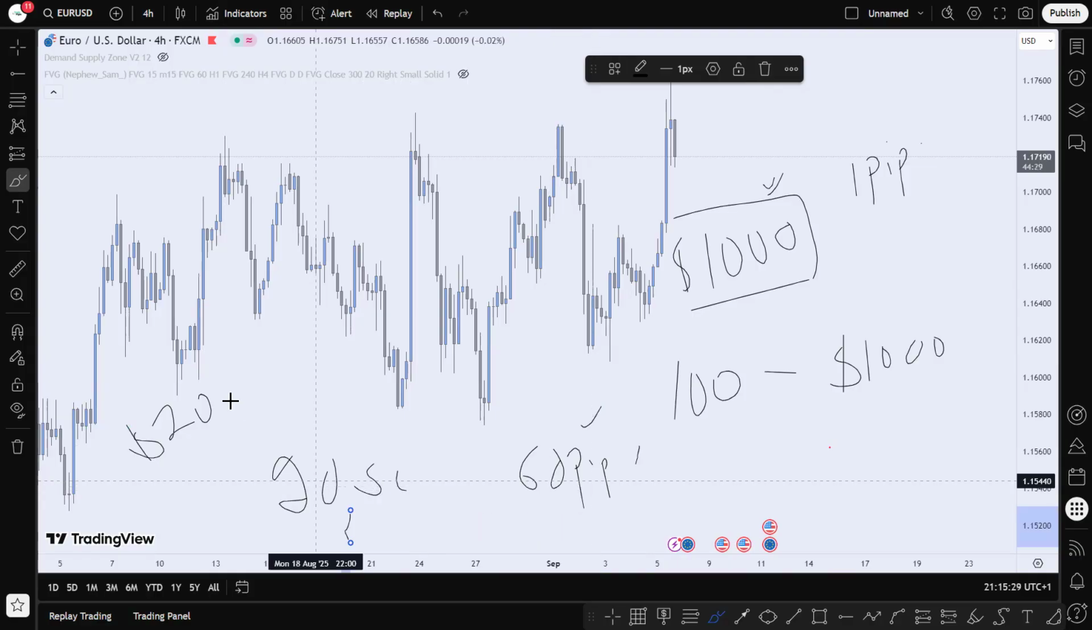Now, if you use 0.1 here as your lot size, right? How much will 20 pips give you? If 0.1 is your lot size, how much will 20 pips give you? 0.1 is one pip, $1. So how much will 20 pips give you? If this market hits your SL, how much will it give you in loss?